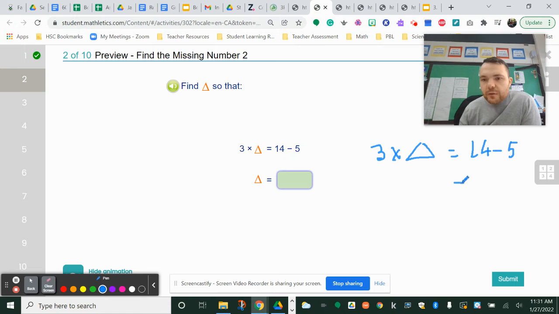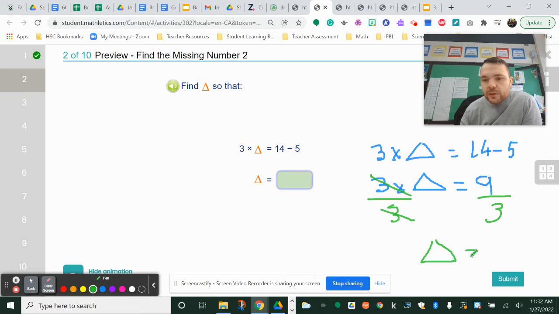So let's solve the 14 subtract 5. What is 14 subtract 5? Well, it's 9. So now the equation becomes easier to solve. 3 times what gives you 9? Well, actually, if you want to get the symbol on its own, you can get rid of the 3 times by dividing both sides by 3. That cancels out with that. And then over here, you have 9 divided by 3. When you go ahead and do that, you should work out that the triangle's value is equal to 3. Go ahead then and insert 3 there, and you should have your correct answer.